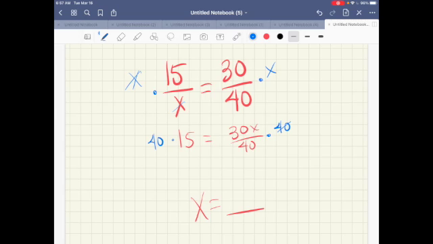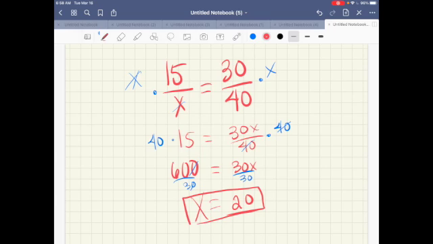And 40 divided by 40 cancels out. And 40 times 15 is going to be, 40 times 10 is 400. 40 times 5 is 200. So 400 plus 200 is 600. So 600 equals 30x. Then we'll divide both sides by 30, and x would equal 20. So that would be our final answer.